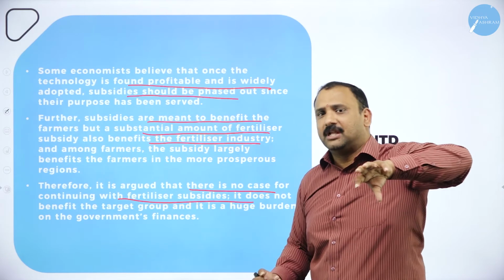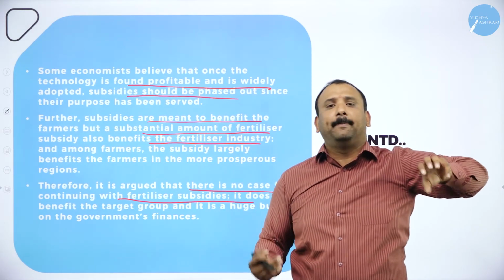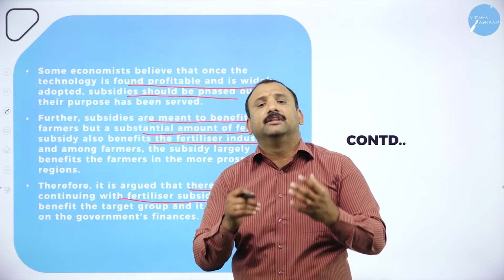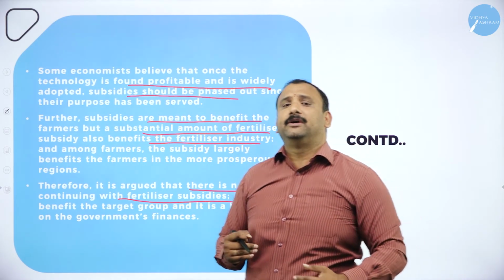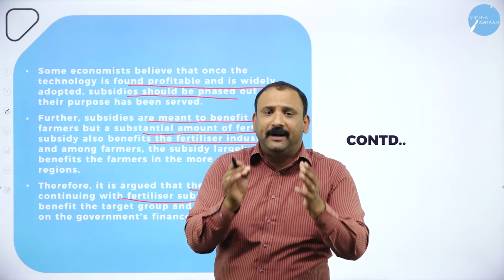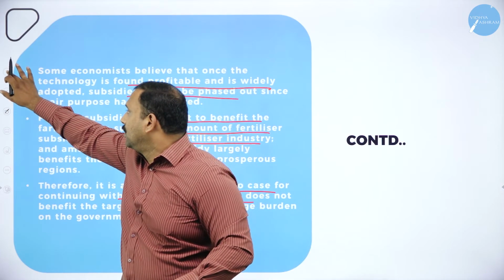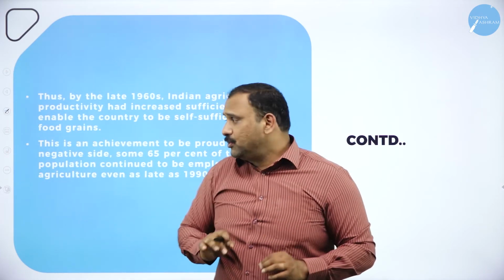So somewhere down the lane, subsidies were not a very interesting topic for the government to continue in the long run. So we wanted to adopt a new agriculture policy through which we could build a better India in terms of agriculture. Thus, that was the most important thing.